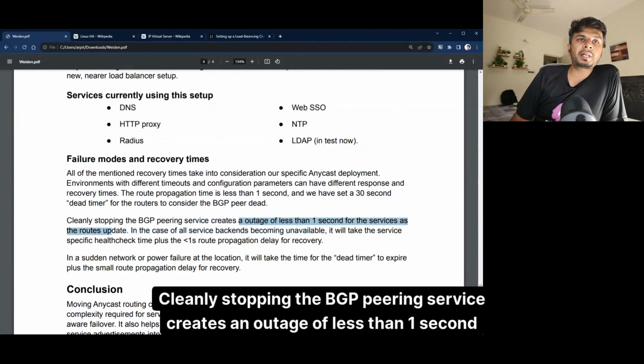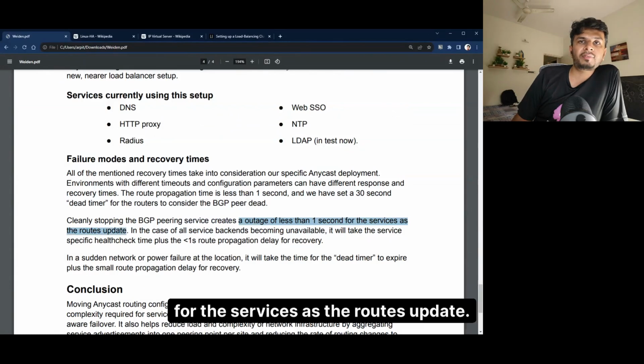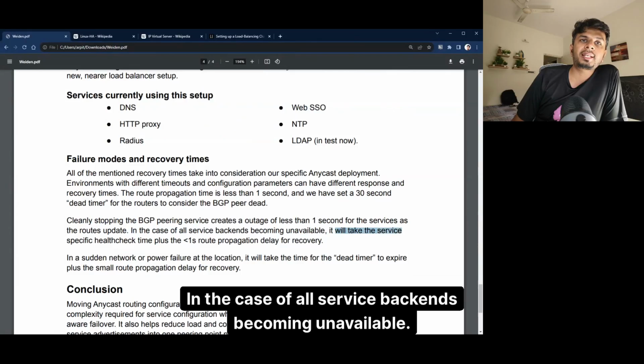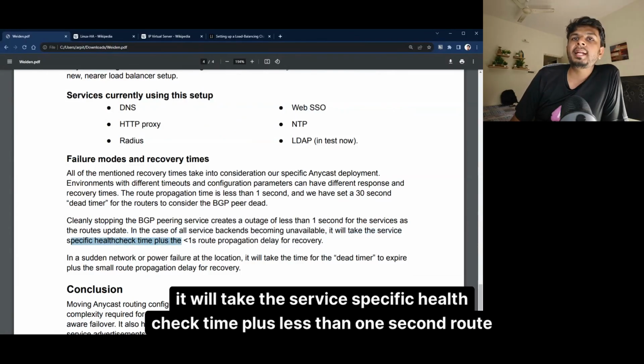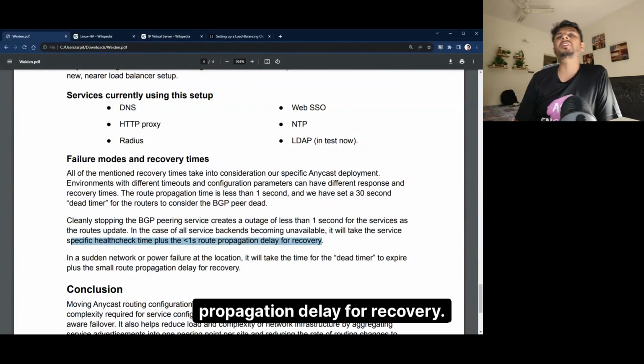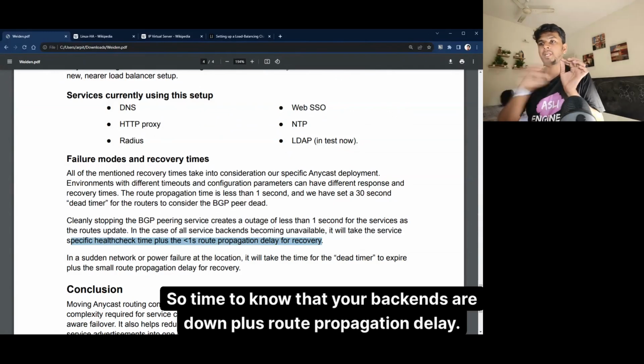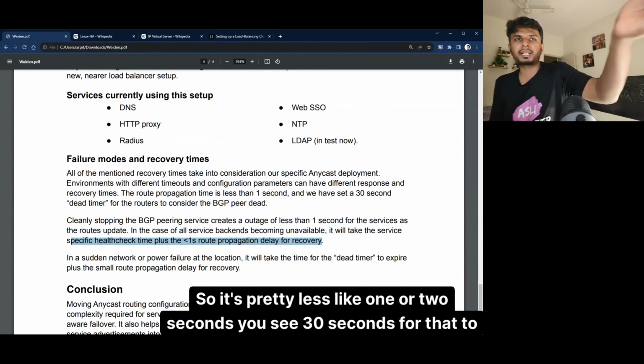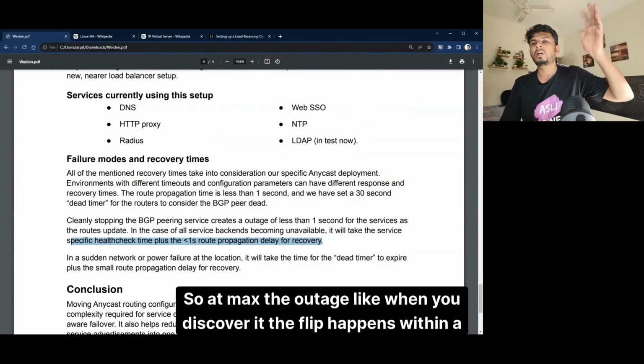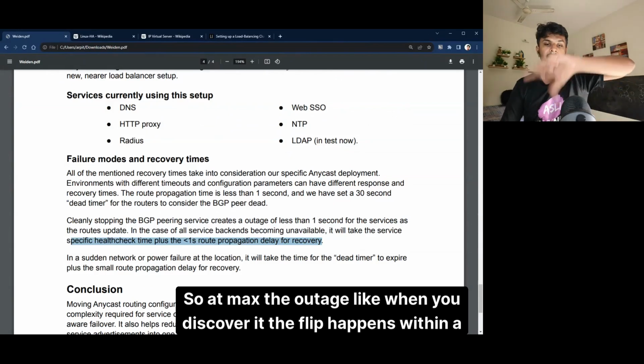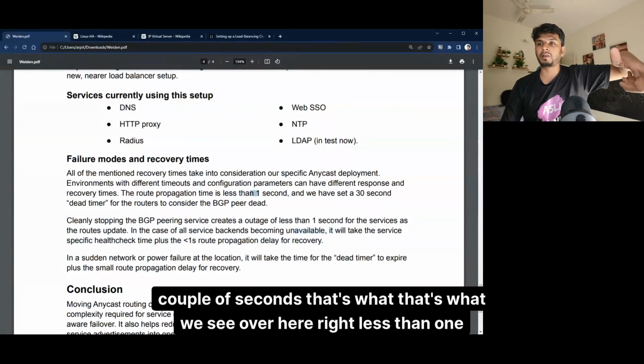Cleanly stopping the BGP peering service creates an outage of less than 1 second for the services as the routes update. In the case of all service backends becoming unavailable, it will take the service specific health check time plus less than 1 second route propagation delay for recovery. So time to know that your backends are down plus route propagation delay. So it's pretty less, like 1 or 2 seconds. So at max the outage, when you discover it, the flip happens within a couple of seconds.